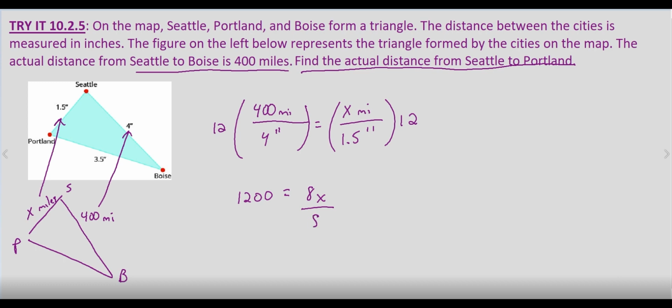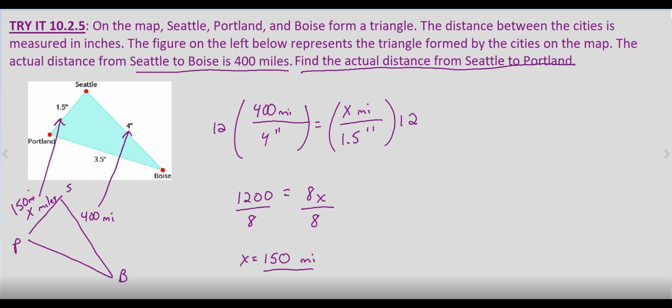Divide both sides by 8. And we get that x equals 150 miles. 1,200 divided by 8 is 150. So we'll label this over here 150 miles. That's the distance from Portland to Seattle, or Seattle to Portland.